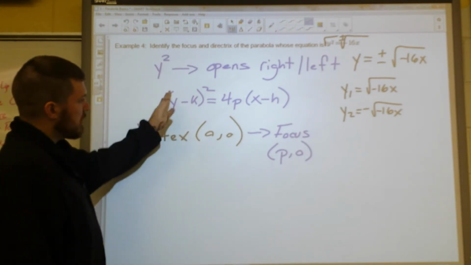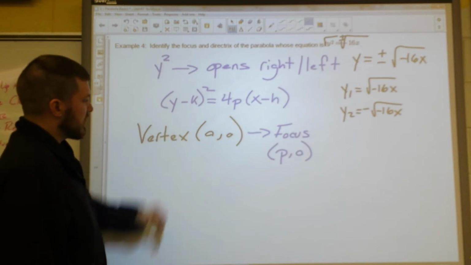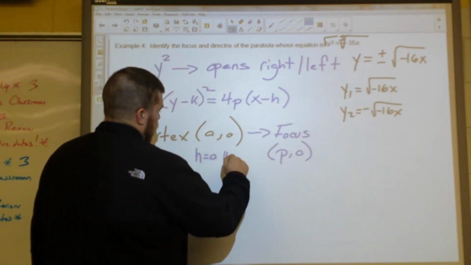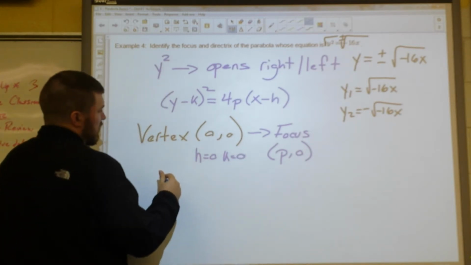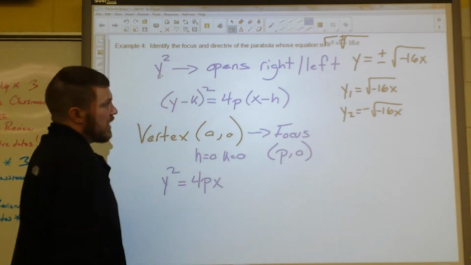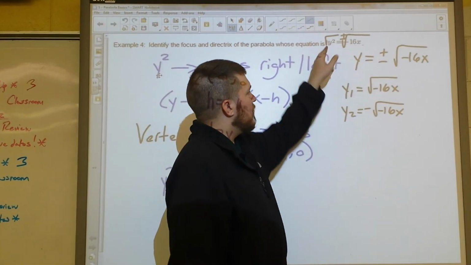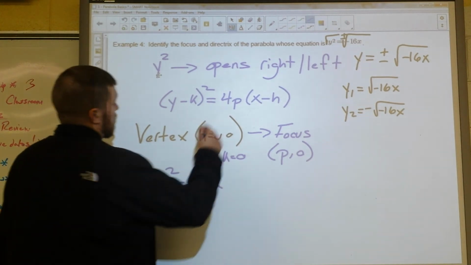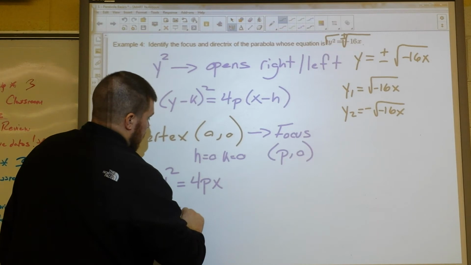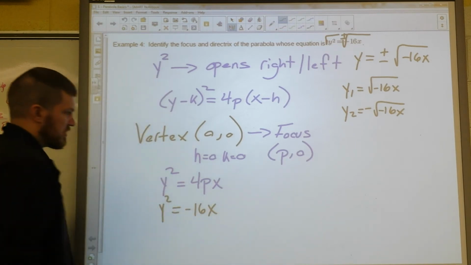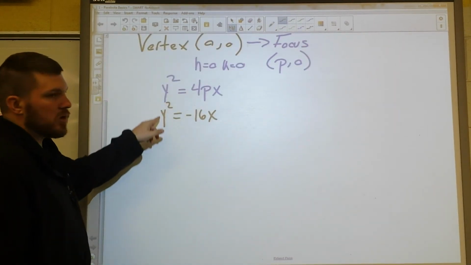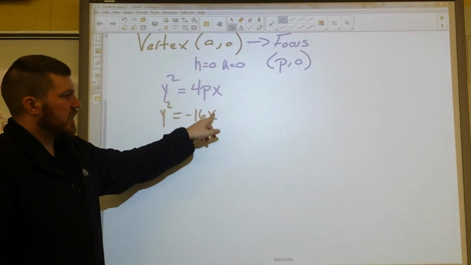Before I can do that though, I'm going to take my pattern and plug in my vertex. Again, h is 0, k is 0. So when I plug in, I get y squared equals 4px. I want to match that up with my original problem, y squared equals negative 16x. Obviously, y squared and y squared match up, x and x match up.